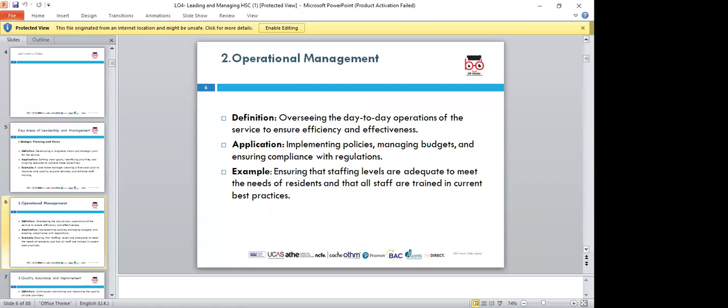Operational management. The definition is overseeing the day-to-day operations of the service to ensure efficiency and effectiveness. The application would be implementing policies, managing budgets, and ensuring compliance with regulations. What then would be the example? Ensuring that staffing levels are adequate to meet the needs of residents and that staff are trained in current best practice.